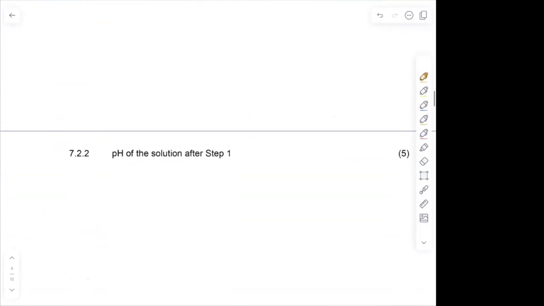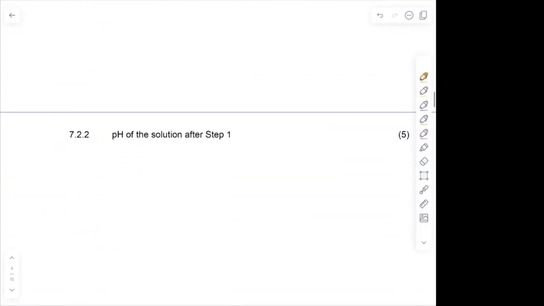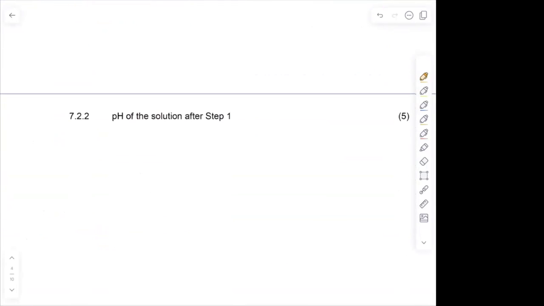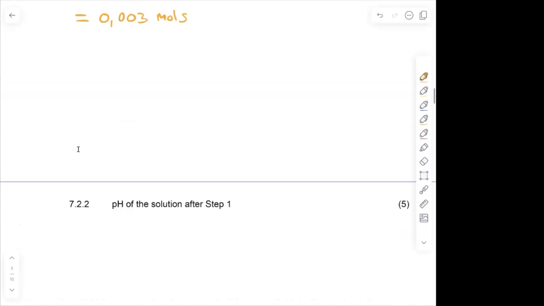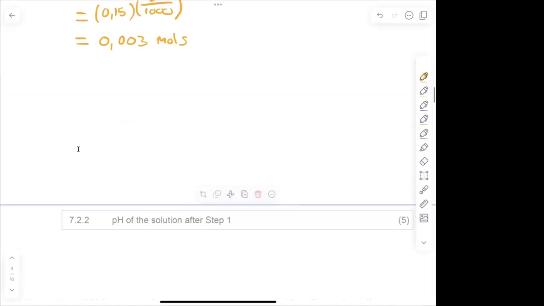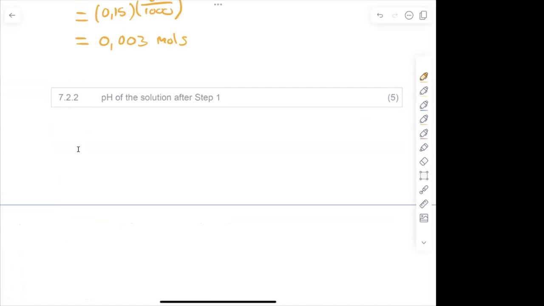Then they ask, what is the pH of the solution after step 1, right? This is where we now need to start really trying to figure out how this is going to work. And this is the methodology I said I wanted to show you guys today. I'm going to just move this question up so we've got a bit more space to work.